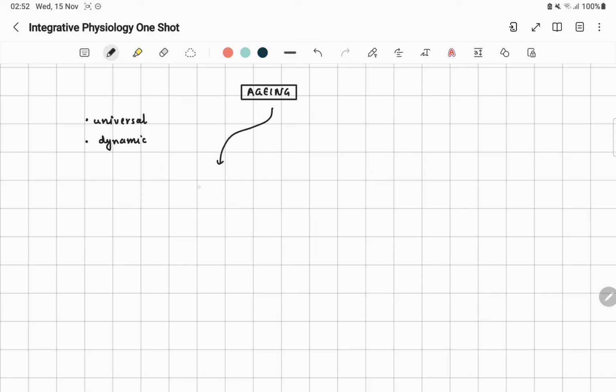Aging may be of two types. One is primary aging. Another type is called secondary aging.